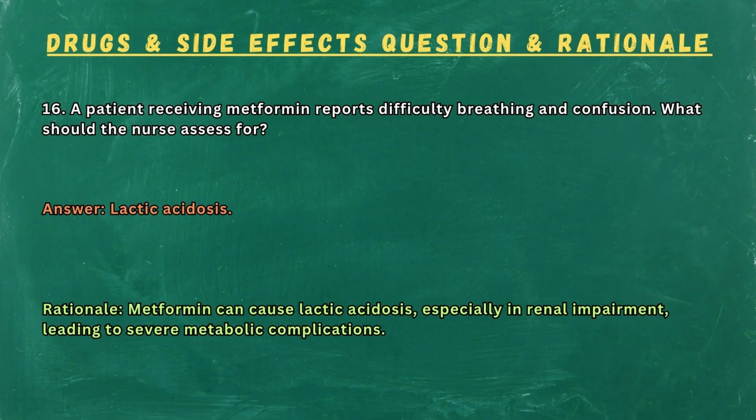16. A patient receiving metformin reports difficulty breathing and confusion. What should the nurse assess for? Answer: lactic acidosis. Rationale: metformin can cause lactic acidosis, especially in renal impairment, leading to severe metabolic complications.